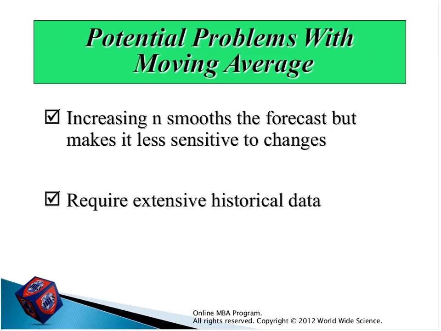Potential problems with this moving average: it increases smoothing of the forecast but makes it less sensitive to changes. It does not forecast trends well. It requires extensive historical data. If you have access to more historical data, for example, from 30 months ago until now, you have 30 numbers in your hand.